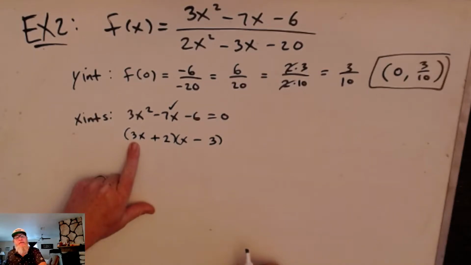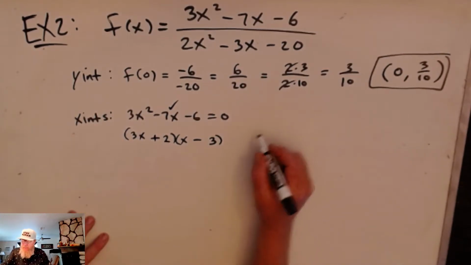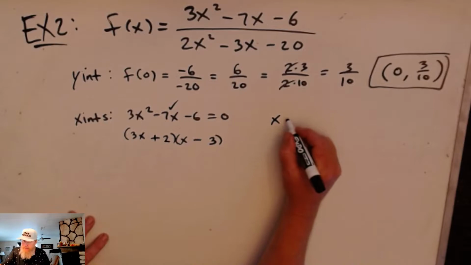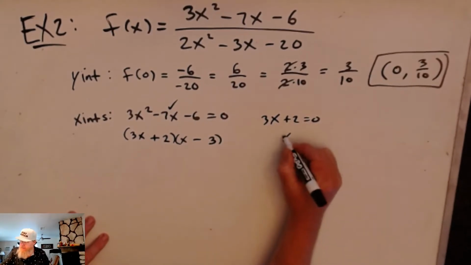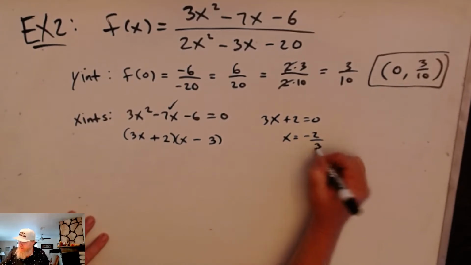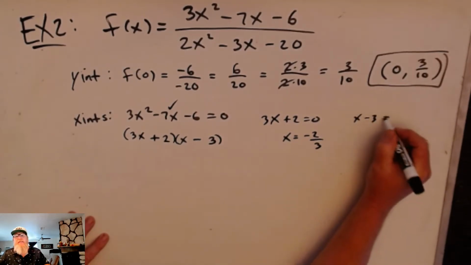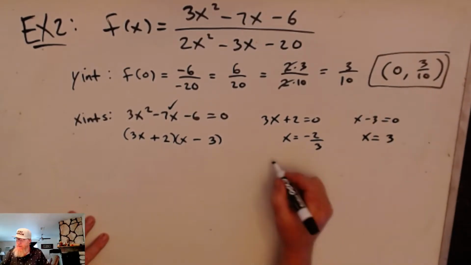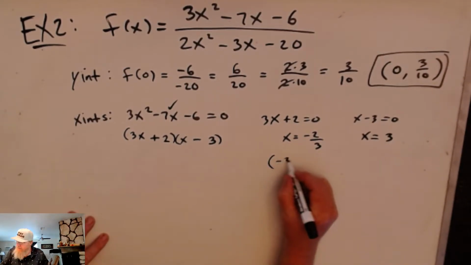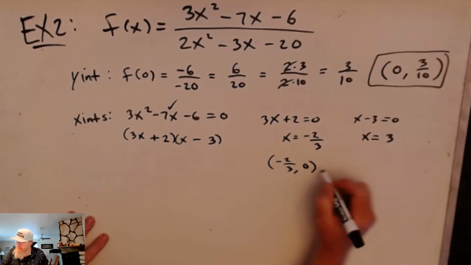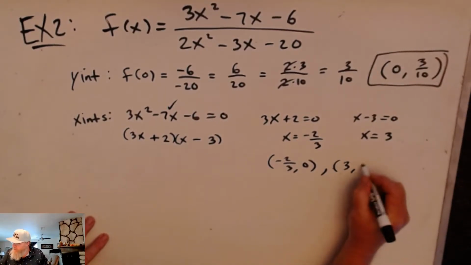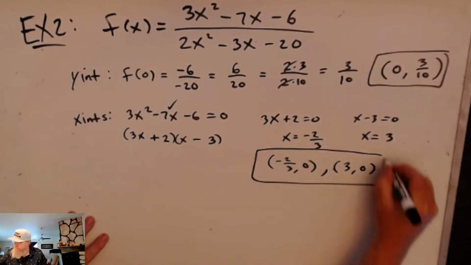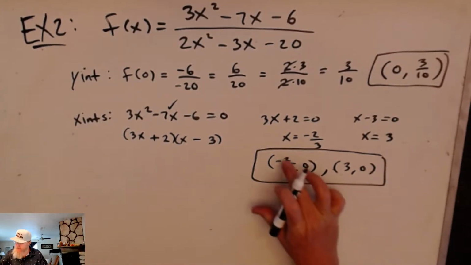All right. And then you get your intercepts pretty quickly. You're going to get 3x plus 2 is equal to 0, so x is equal to -2/3. And then x minus 3 is equal to 0, so x is equal to 3. And then again, write these as pairs, -2/3, 0 and 3, 0. So those are your x-intercepts.